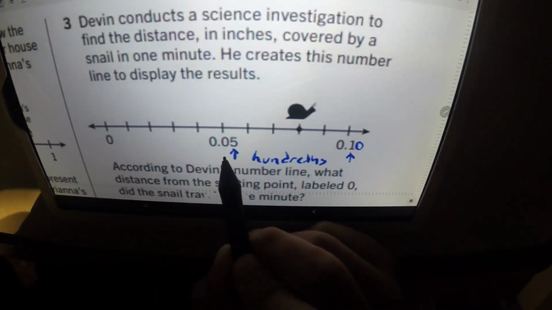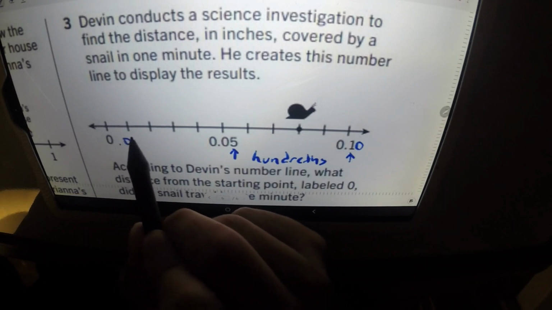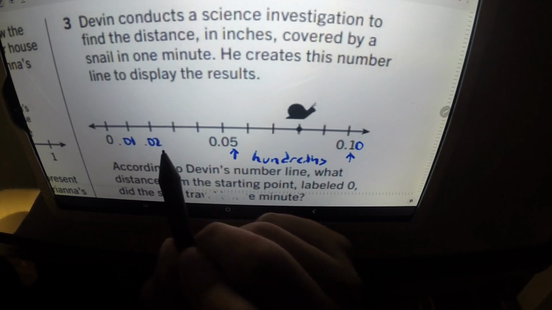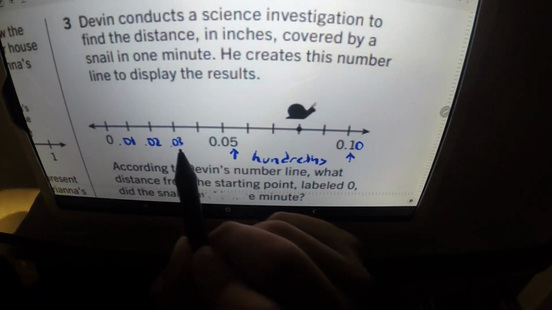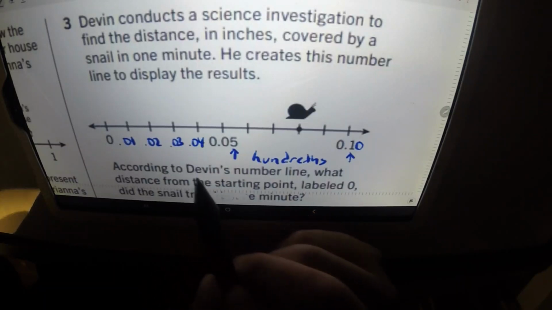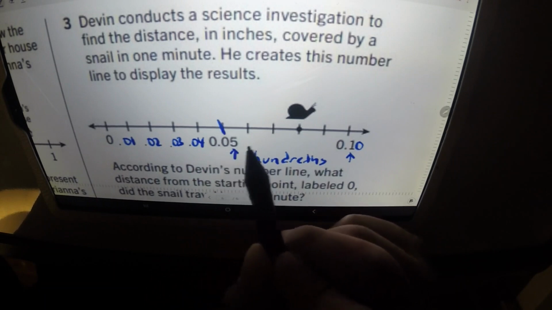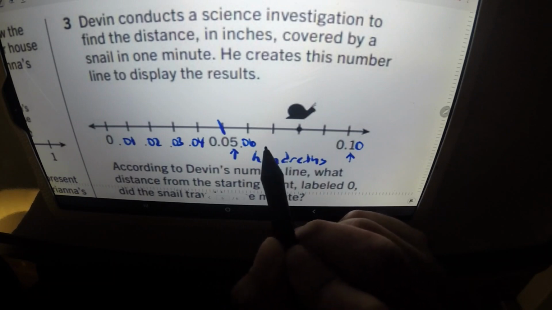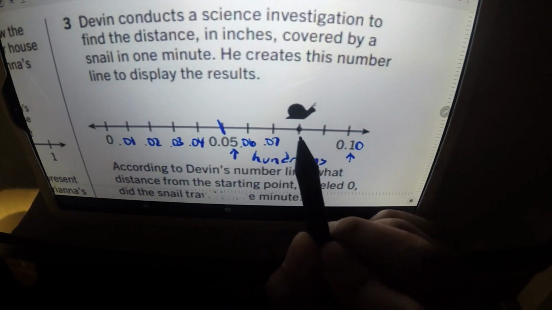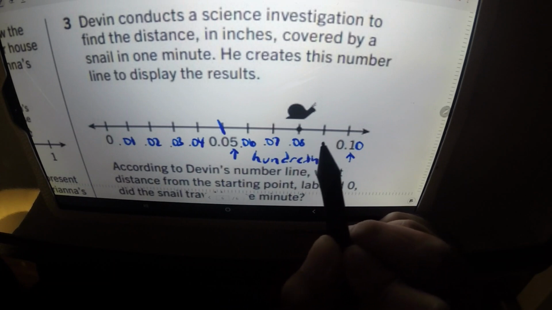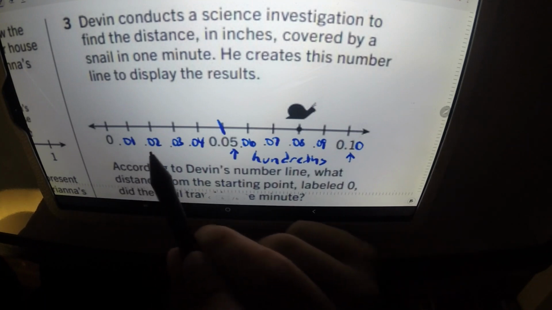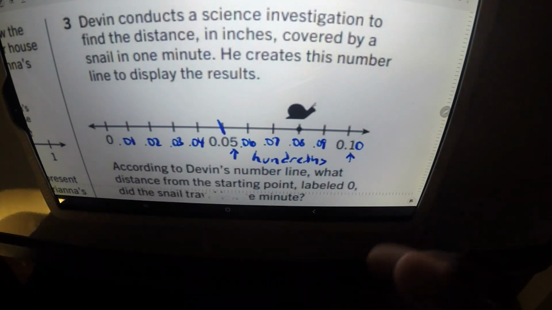Again, this is 0.05. This has to be 0.01. See how we did that? And the second point is 0.02, 0.03, 0.04. They gave us 0.05. 0.06 for this one, right? This one's 0.07. This one will be 0.08. This one will be 0.09, and then finally 0.10 for 10. So you see how that works with 0.1, 0.2, and so on. So that's how we examine it.